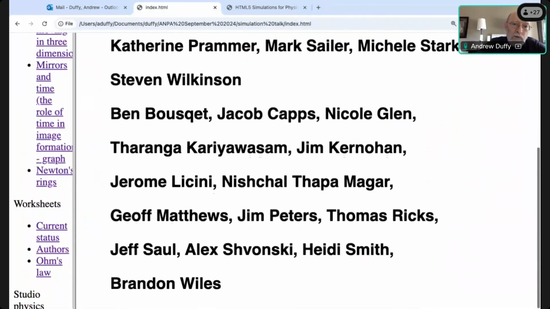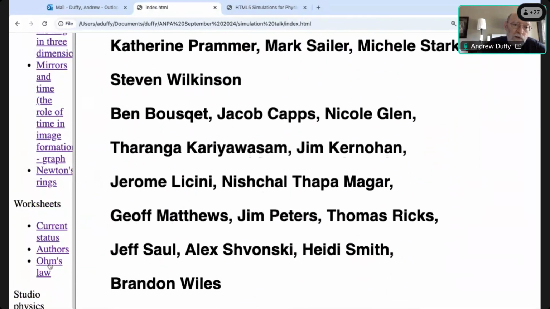And we had a ton of people. We had 15 people show up, all these people from Ben through to Brandon, and including Nishchal. And everybody embraced the workshop, which was all about working and creating at least one worksheet to go with one of our simulations. So these folks added a whole bunch of worksheets into our collection, which was fantastic.